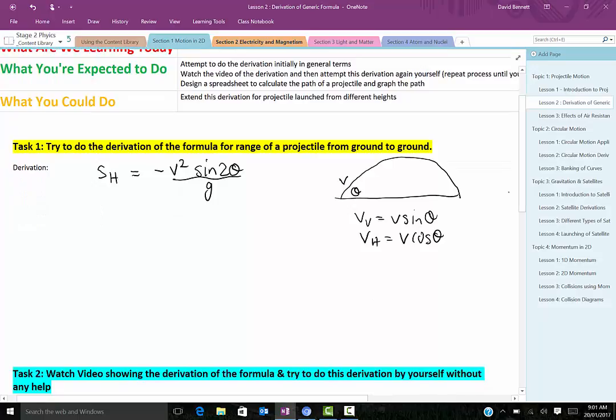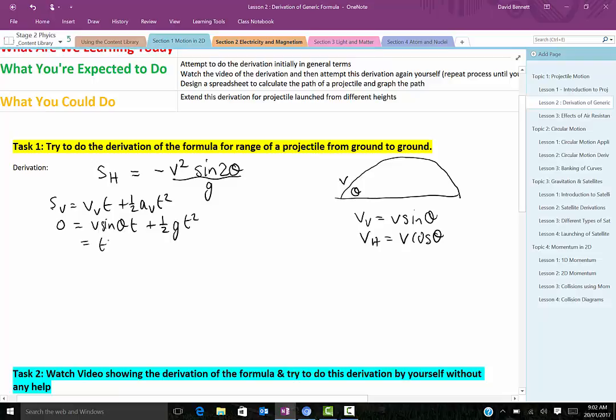The next thing we need to do is look at the time of flight. For the time of flight we know that S_V is equal to V_V T plus a half A_V T squared. Now we're looking at a situation where it goes from ground to ground, so S_V is going to be 0. V_V is simply V sine theta, so we have V sine theta T plus a half of gravity, that's what the acceleration is, and then T squared. Now we're going to solve that.